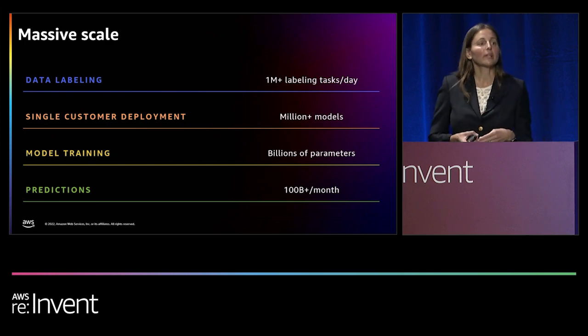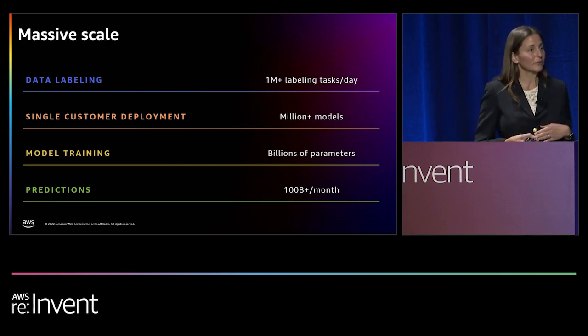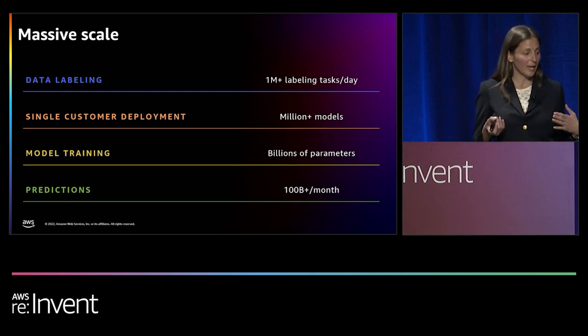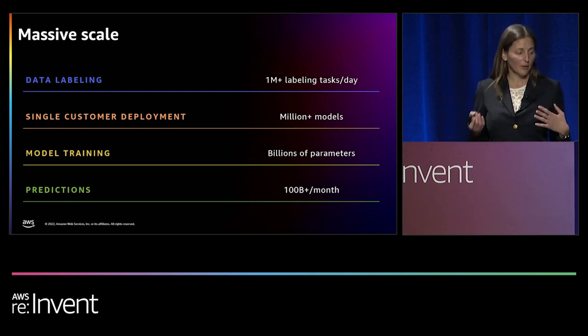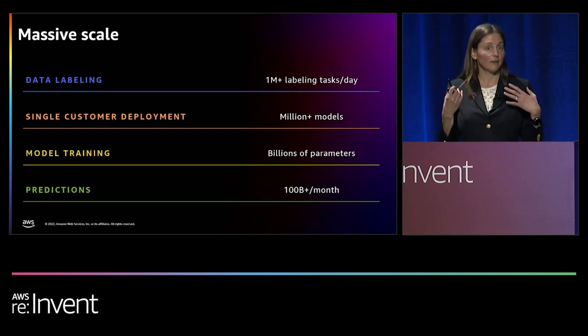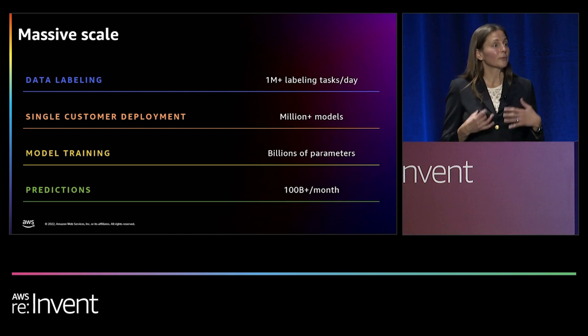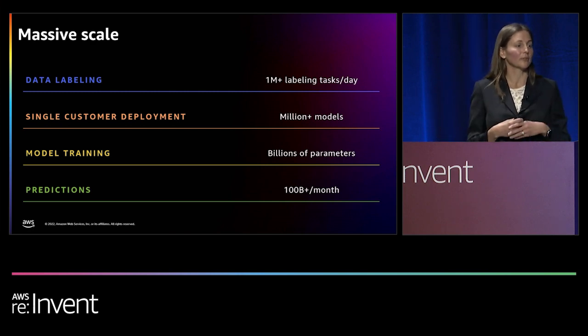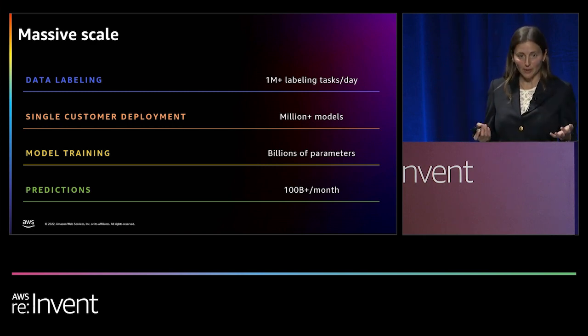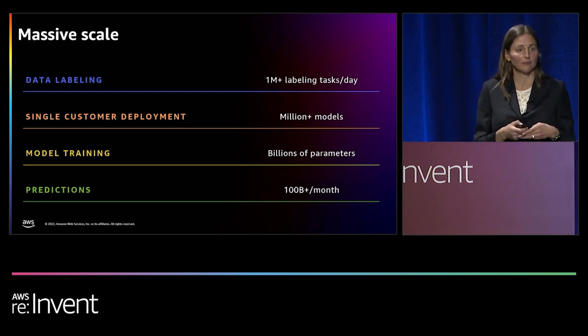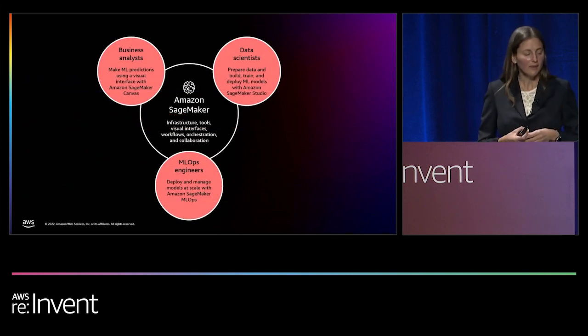And SageMaker has really helped customers scale with machine learning. So today, customers are labeling millions of tasks per day. They're training millions of models, running billions of predictions every month, and training models with billions of parameters. So these are really large models that do things like natural language processing and computer vision. So I just wanted to give a sense of the scale that we've seen from the growth of SageMaker.